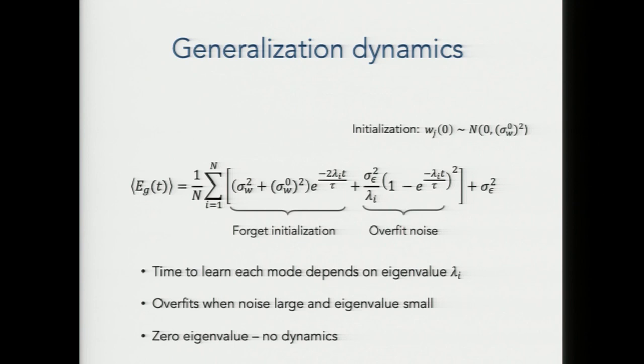And the final point I'd like to make is, if the eigenvalue is exactly zero, what happens? Well, basically you undergo no motion in that direction. If you think about plugging in zero here, this first exponential term is going to be equal to one. So you get a constant error, which is how far you are from where you start to where you're supposed to go. But at least you don't overfit, because there's no dynamics subsequent to that.